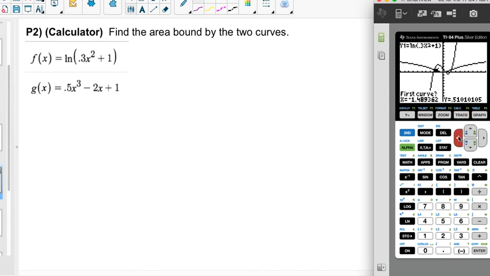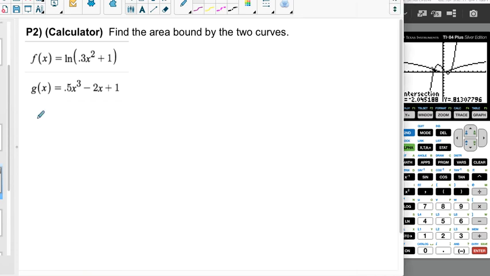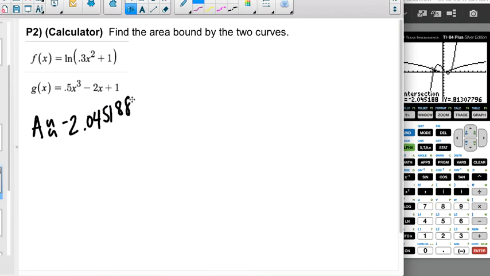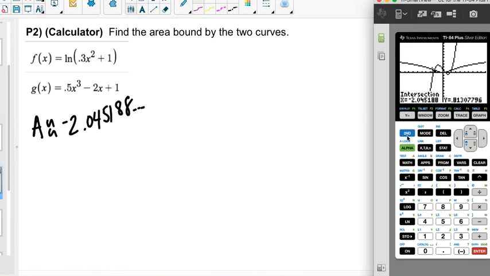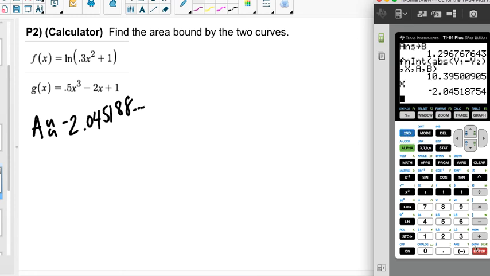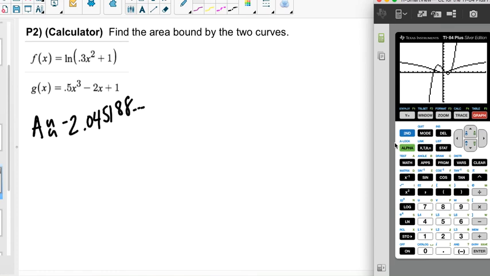I'm going to go to the first one, enter, and then I'm going to go ahead and store that, right? So my A is approximately negative 2.045188... And I'm going to quit out, and I'm going to store it, because remember we saw in a previous video, or maybe on this video, that I didn't store one once and it was the worst because I had to go back in second calc intersect again.